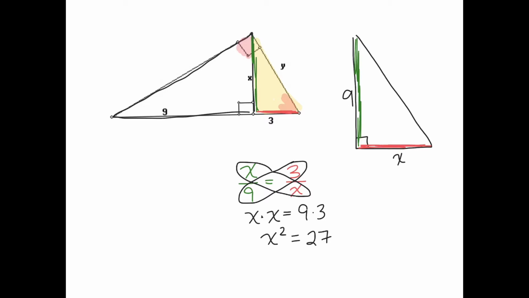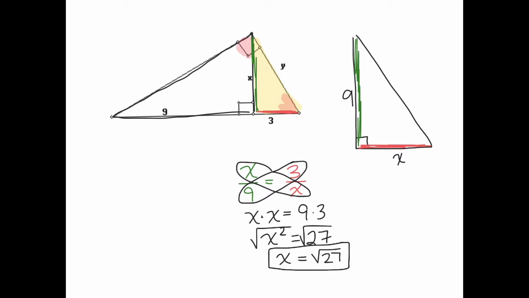Now don't get nervous. 27 is not a perfect square, right? That's okay. We can leave our answer like this. x is the square root of 27.